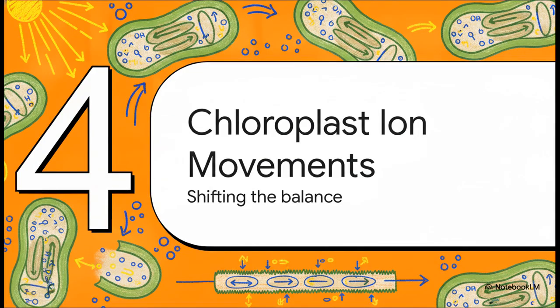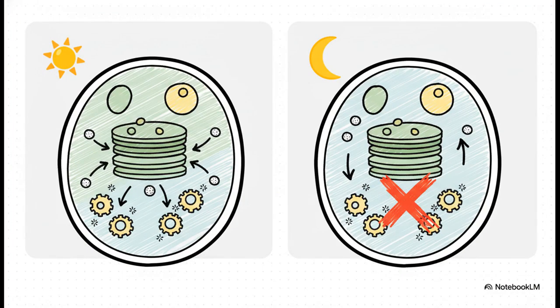Section 4. Ion movements in chloroplasts. Shifting the balance. And this brilliantly illustrates how our third regulatory mechanism relies on the actual physical and chemical environment of the chloroplast itself. Notice how, when illuminated, the light reactions pump protons from the stroma straight into the thylakoid lumen. To balance out this electrical charge, magnesium ions flow out of the thylakoid and into the stroma.